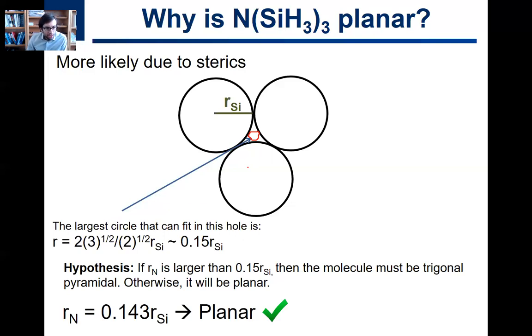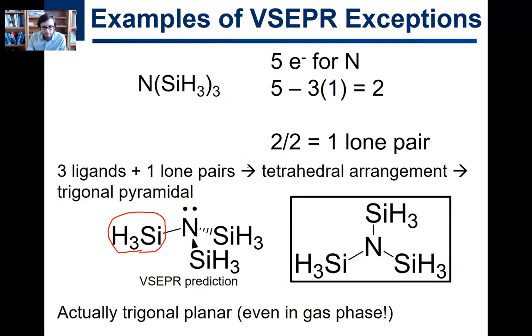If you look up the van der Waals radius for nitrogen, it turns out to be about 14.3% that of silicon. So it is indeed small enough to fit in this hole. Based on our hypothesis, nitrogen can fit in this hole, and so the molecule will want to be planar. Going back to these structures, experiments have proven that the structure on the right here is the actual structure. And a question that should be burning in your mind right now is, something's weird.